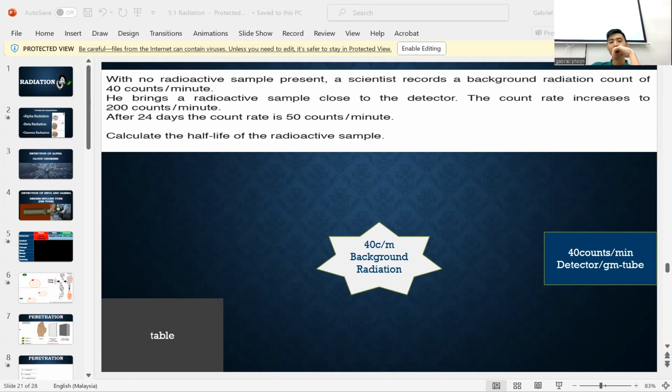Okay, everyone, listen up. In this question, there are a few useful pieces of information. First and foremost, it says that with no radioactive sample, the scientist records a background radiation of 40 counts per minute. So nothing was there, but there's radiation now. With nothing there, the detector, which is most likely the GM tube, detects a count rate of 40 counts per minute. That's the first thing.